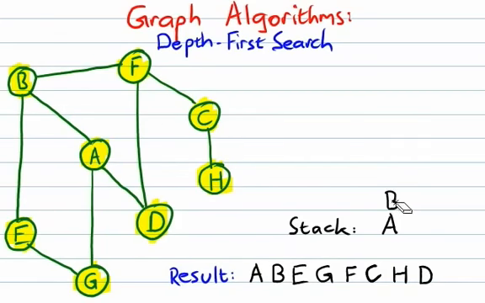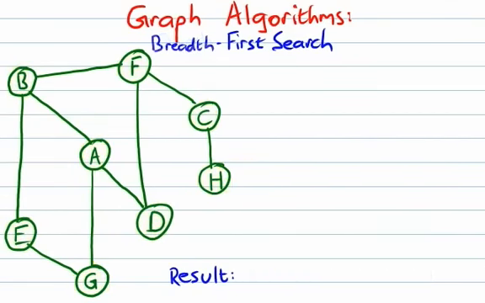From B, there's no place new to go, so we'll pop it off the stack, which returns us to A, and since we've seen everything that's connected to A, it gets popped off the stack as well. Now our stack is empty, which means that our traversal is complete.